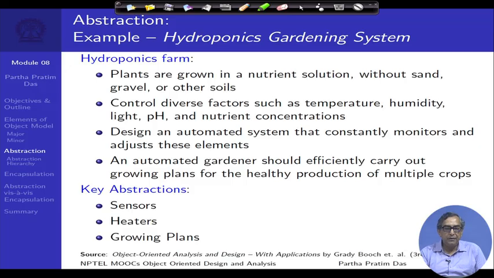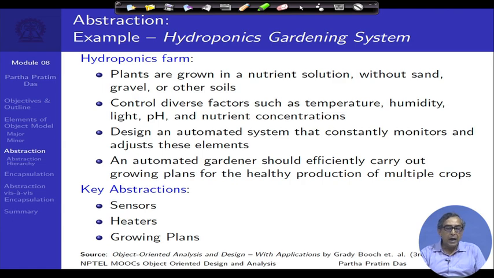Now, what will you need for a hydroponic farm? You will need to control several greenhouse parameters like temperature, humidity, light, the pH, acidity, nutrient concentrations and so on. So, if you are intending to design an automated system, you would need to capture a variety of abstractions. For example, in this simple case, if I have to control different greenhouse parameters, certainly the first two abstractions are quite obvious.